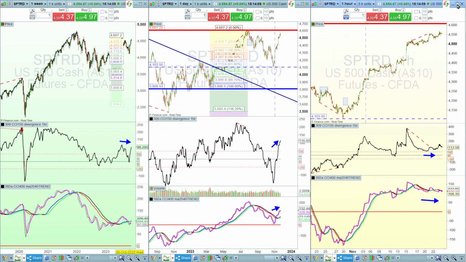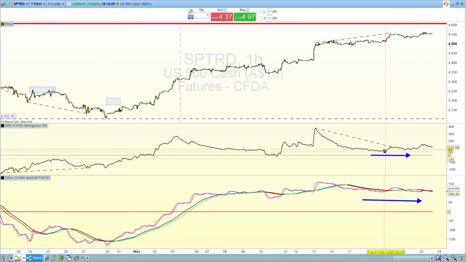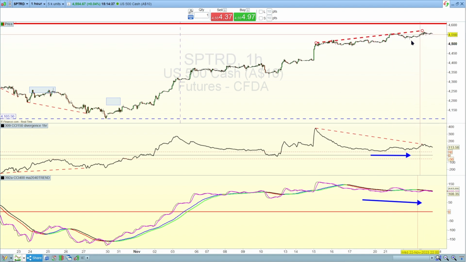On the hourly, you can see there that the CCI 150, the divergence indicator, is showing a bearish divergence, and the CCI 400 is pretty much trending slightly negative and bearish. So we did move that slightly to the downside, that arrow, and we're going to extend that divergence trend line, the bearish divergence on the CCI 150, and extend that also to that more recent high.